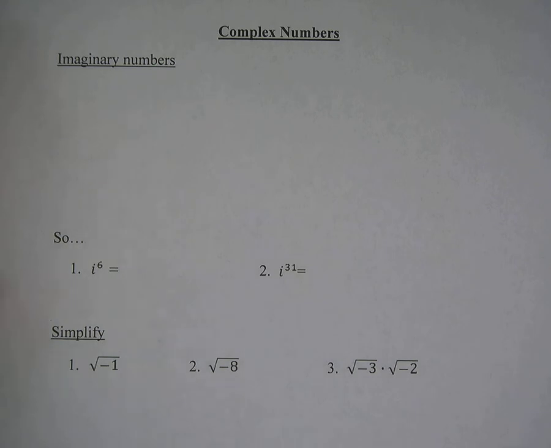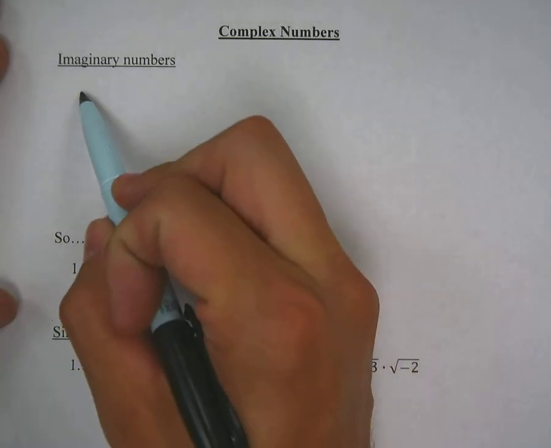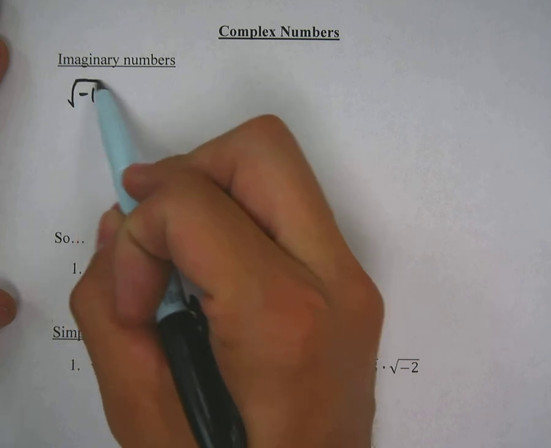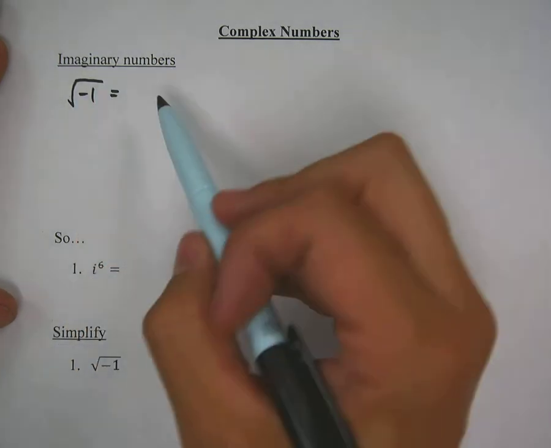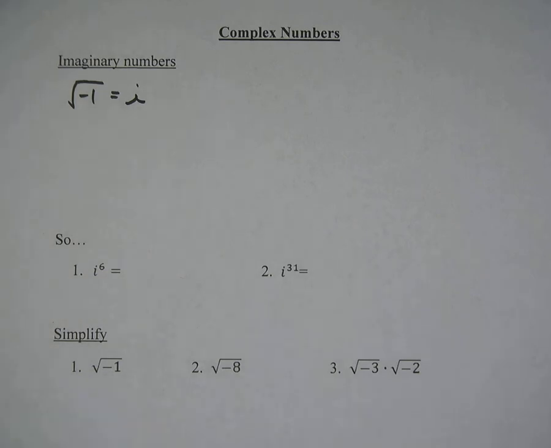So what he said was, what if I take a value like the square root of -1 and I give it a name, and I'm going to call that i. What he did was create what we now call an imaginary number. i has a value of the square root of -1.